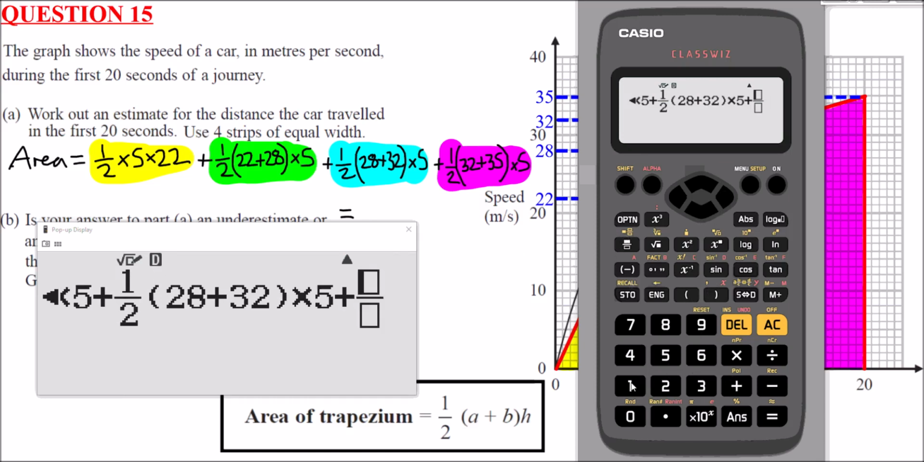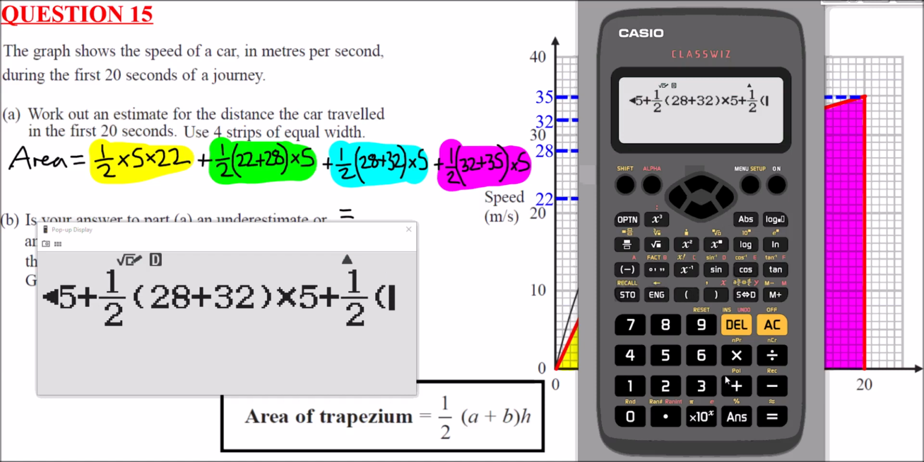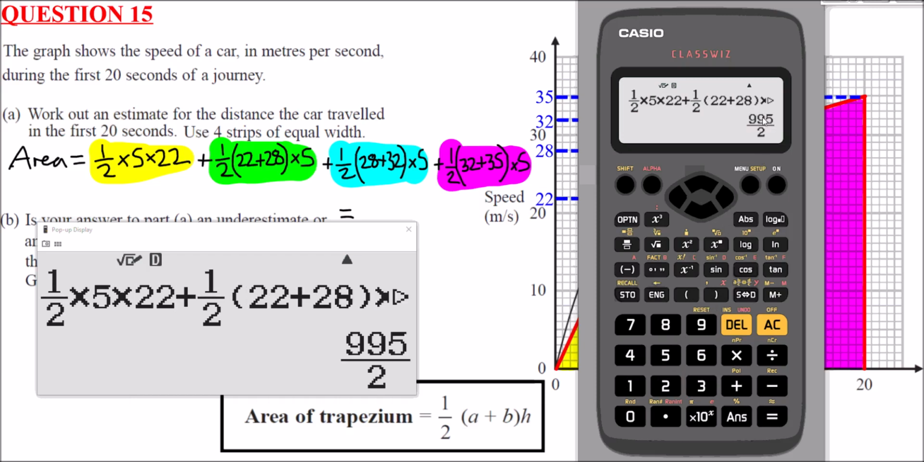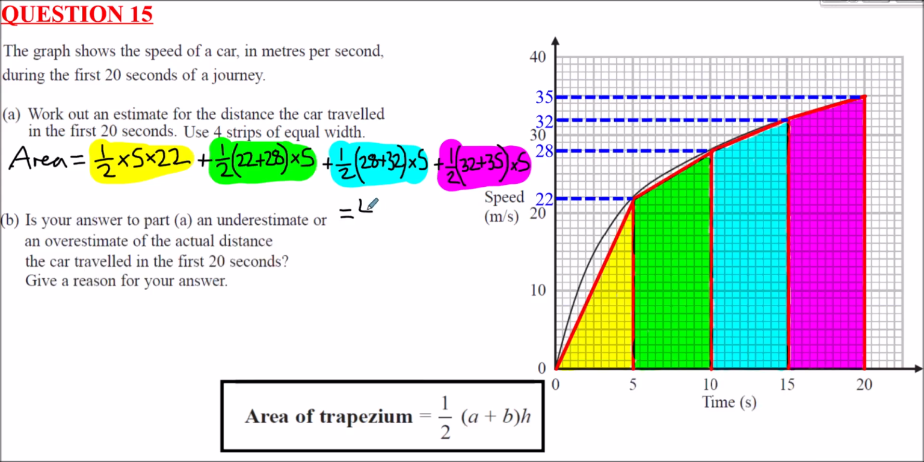And finally, for the purple one, it's half of 32 plus 35 multiplied by 5. You get 999 over 2, so you can leave that as a top-heavy fraction, or you can convert it into a decimal and get 497.5. I'm timesing meters per second by seconds, so it's going to be 497.5 meters.